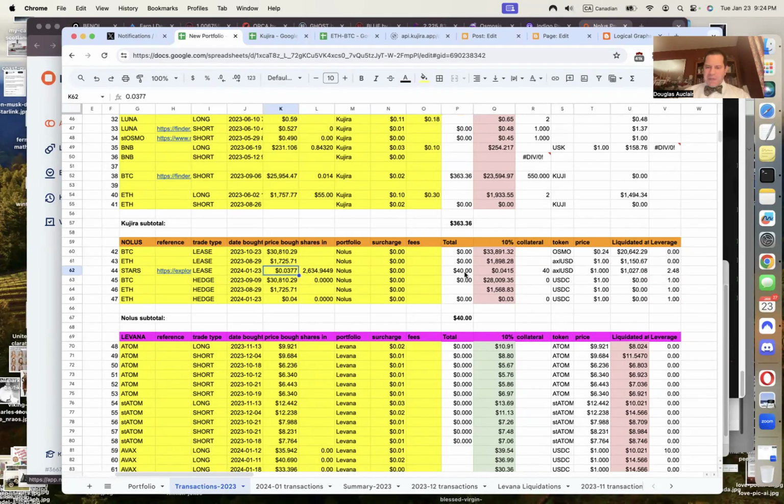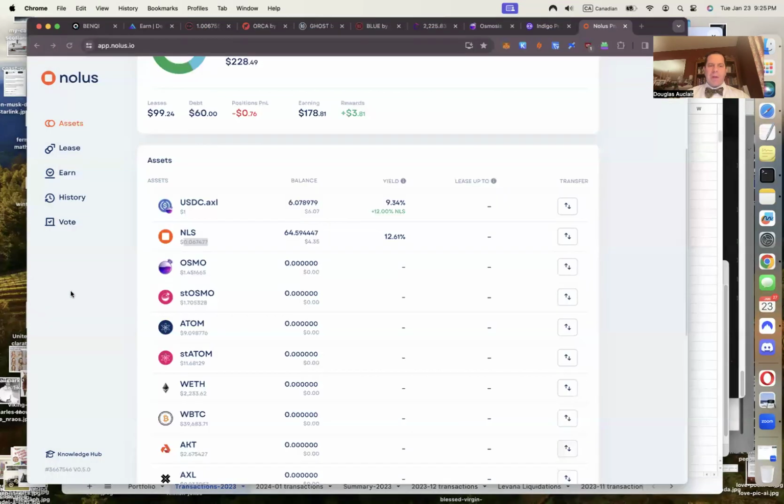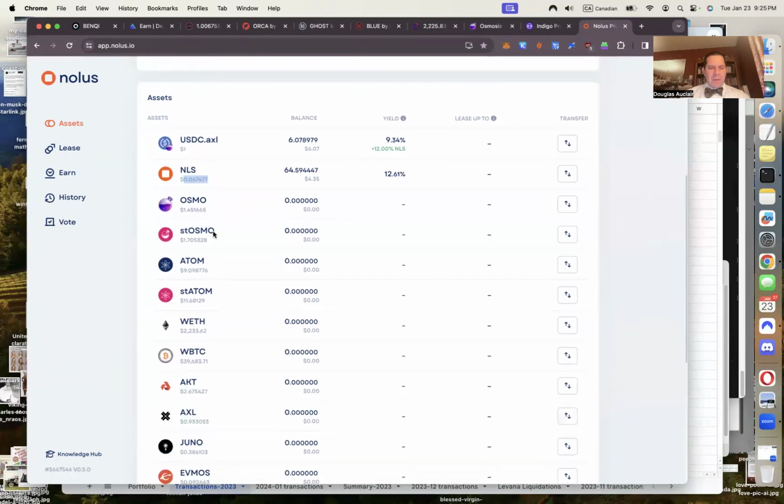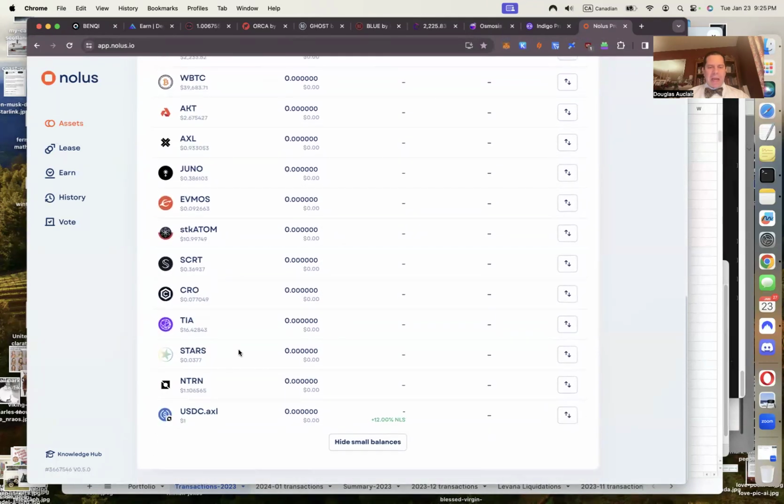leased, which means because I have $40 of that committed as collateral, my leverage is 2.48x or 2.5 times. What is Nolus doing with my stars? Because if I look in my wallet, so I'm looking at my assets and I have 0.000 stars.